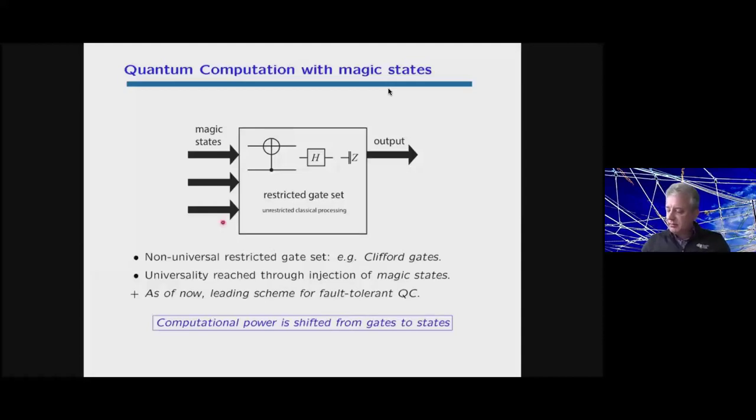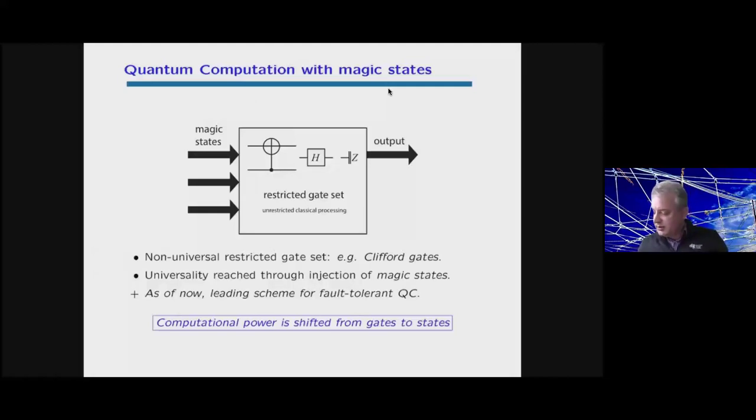This may seem like an unnecessary complication, but in fact, it is very practical. As of now, this scheme of quantum computation, a restricted gate set plus magic states, is the leading candidate for fault-tolerant quantum computation. But we are not concerned with practicalities in this talk today. Fault tolerance doesn't interest us. For us, it's just a fun computational scheme to look at.